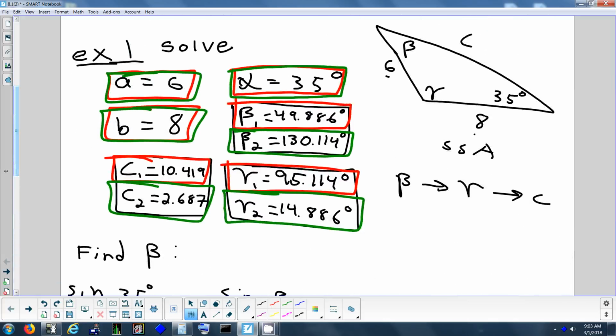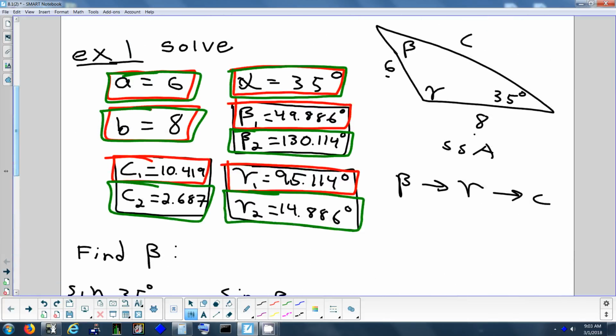Okay, so let's just check the red triangle. The biggest side is C1. Biggest angle should be gamma 1. Yep. Smallest side is A. Smallest angle for the red should be alpha, and it is. Let's look at the green one. Biggest side for the green one is B. Biggest angle should be beta 2. Yep. So everything looks reasonable.